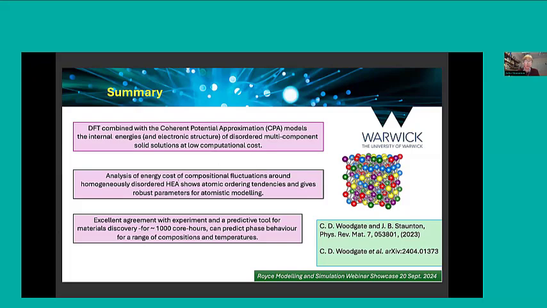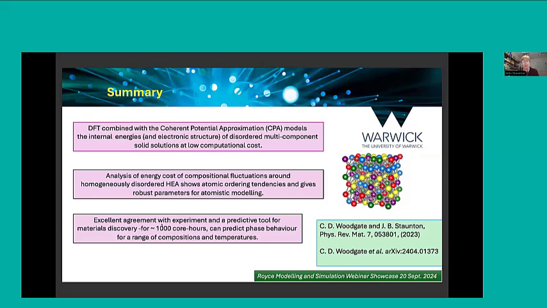We then analyze the energy cost of a compositional fluctuation around this description of the high temperature disordered high entropy alloy to pick out the atomic ordering tendencies, and also, which I haven't had time to give as much more detail on, it also gives robust parameters for further atomistic modeling. And to date, we're really pleased with the agreement we get with the experiment. And we reckon we have a predictive tool for materials discovery of materials of this type, given the relatively low computational costs. So we can explore a large number of systems.